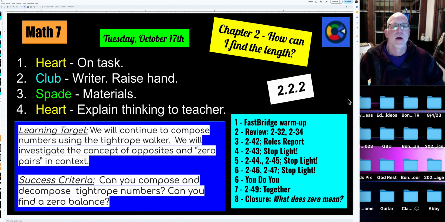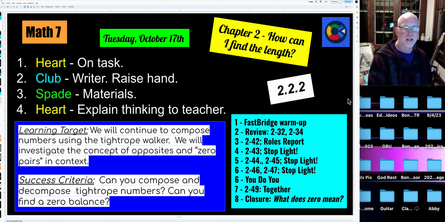So it says, for our learning target, we will continue to compose numbers using the tightrope walker. We will investigate the concept of opposites and zero pairs in context. And our success criteria is, can you compose and decompose tightrope numbers, and can you find a zero balance? And I should add this. Do you understand zero?